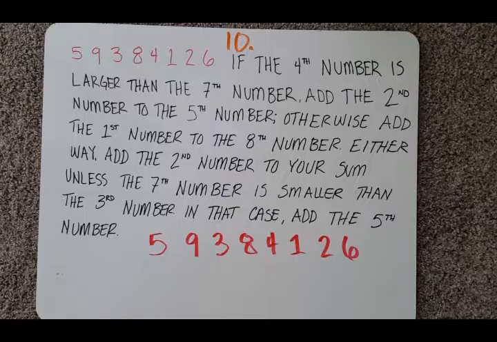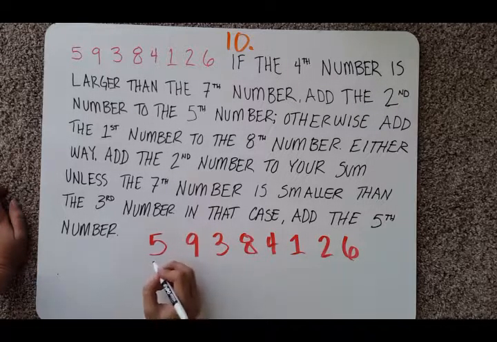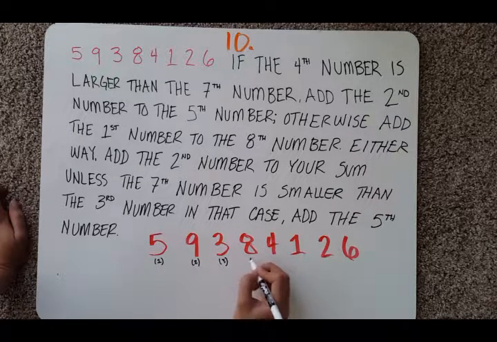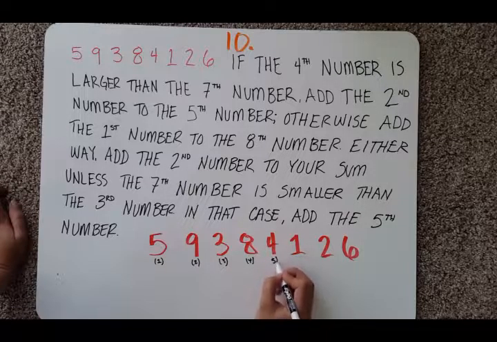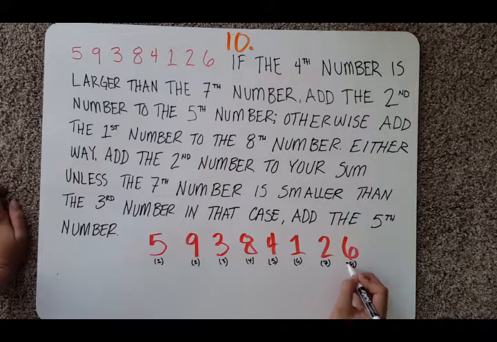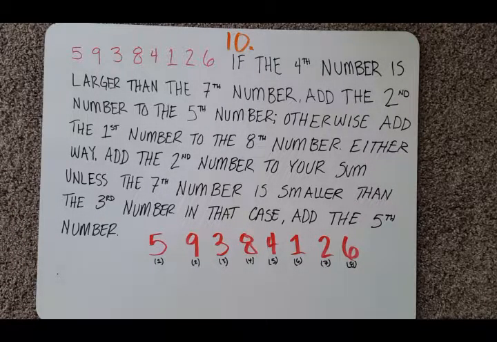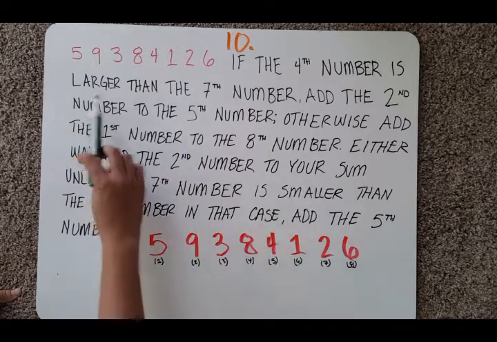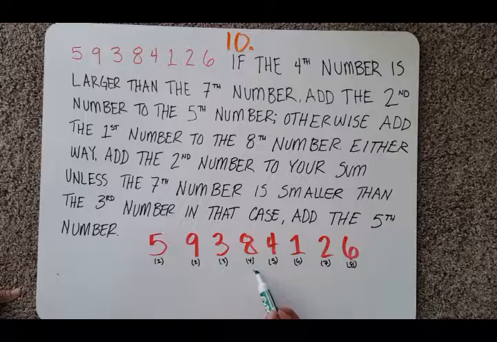And then because this question usually asks about the number position, it helps for me to put numbers in smaller font underneath. So I can just quickly look at it. So first, second, third, fourth, fifth, sixth. Okay, so let's start reading this problem. So, the first part reads, if the fourth number is larger than the seventh, add the second number to the fifth number.